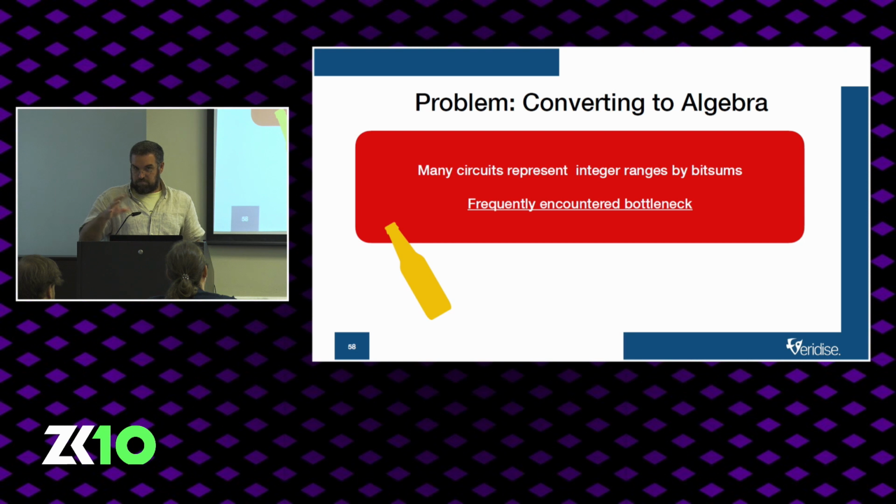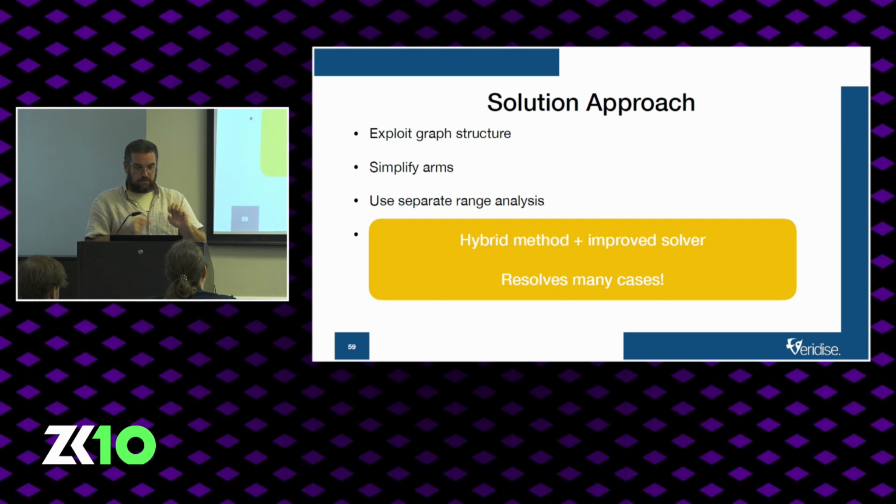And hence, coming from this graph, you can then try to get rid of those arms. So you exploit the graph structure, you see how things are connected to each other, you can simplify those arms, and you can use different methods to separately look at the range analysis without feeding it into the Groebner basis engine, which would have to deal with these huge polynomials where it will get stuck. And then using this hybrid method, PICUS, which incorporates static analysis and these improvements on the solver, you can solve many more cases that were previously out of reach.